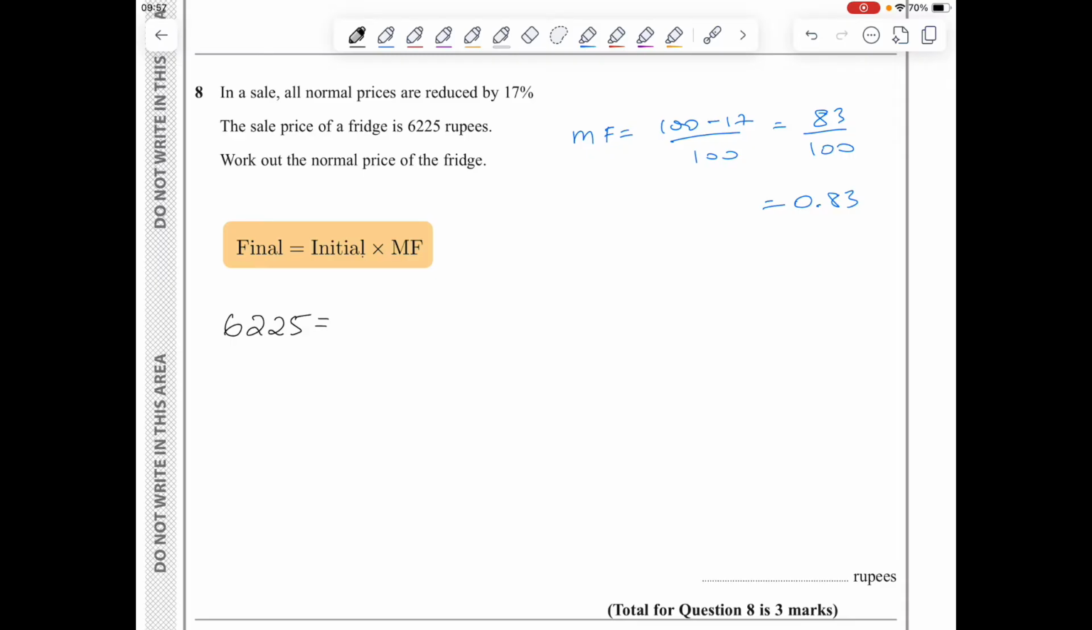So 6,225 is equal to the initial amount times 0.83, which is my multiplying factor. So the initial amount x is equal to 6,225 over 0.83. Put that on the calculator and you'll get an answer of 7,500.